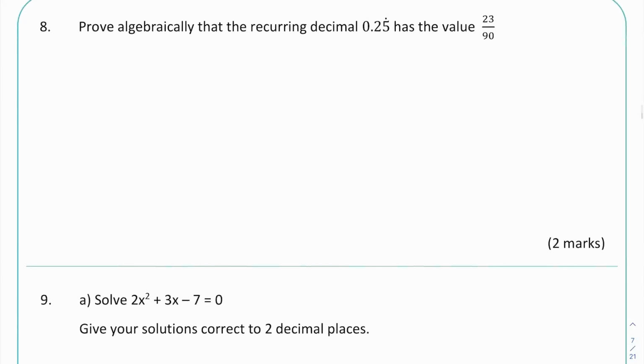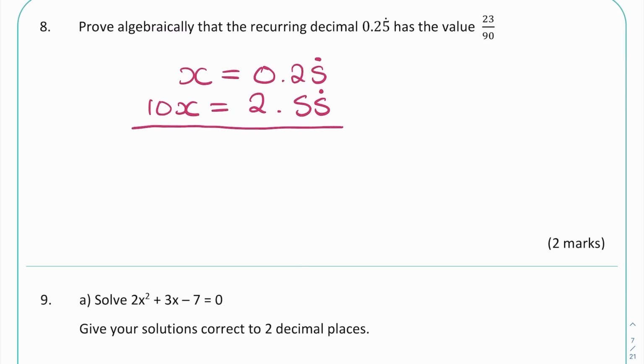Question 8, it says prove algebraically that the recurring decimal 0.25 with a dot above the 5 has the value 23/90. Now for this we obviously use algebra, so x is equal to 0.25 with a dot above the 5. We can then find 10x by multiplying that by 10, which would give us 2.55, and I've balanced it out with the same amount of decimal places, so I'll put the dot above the 5. From here you can also find 100x, and you can do it that method as well, but I tend to, when there's one recurring decimal, just times by 10 and take these away from one another.